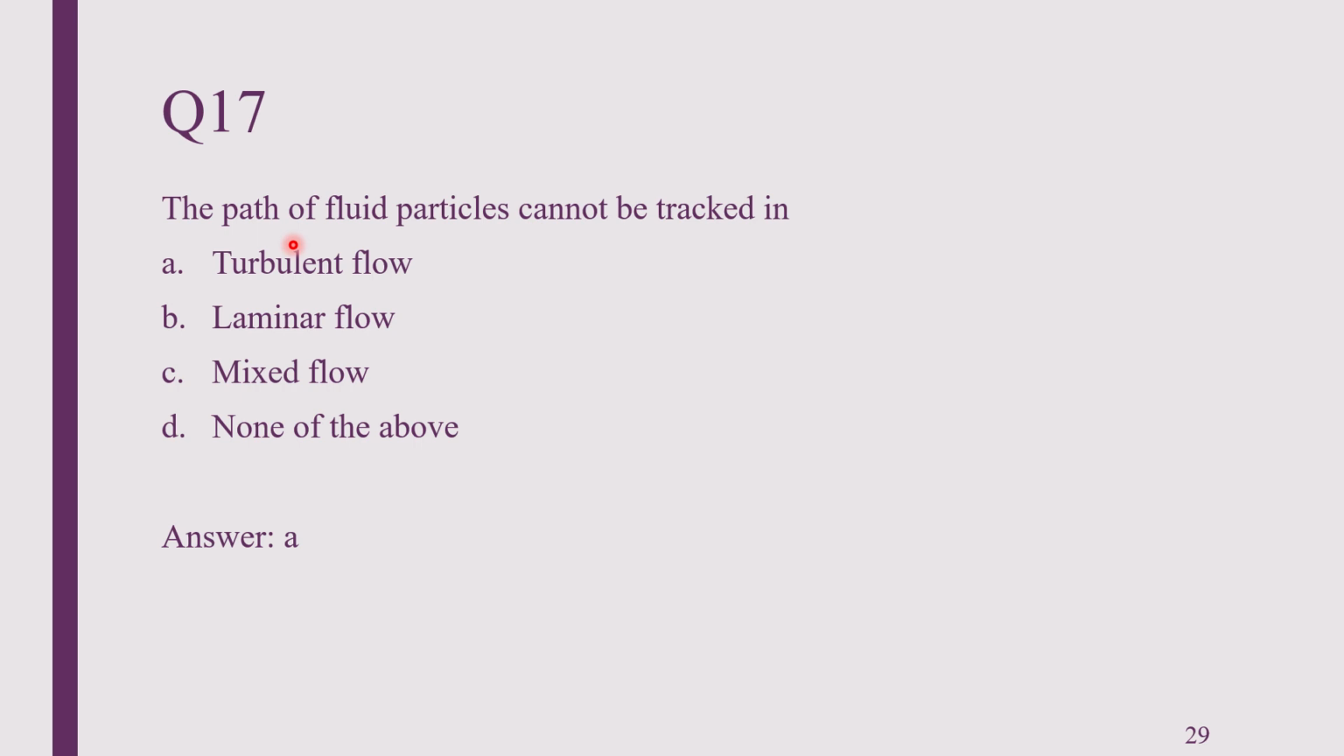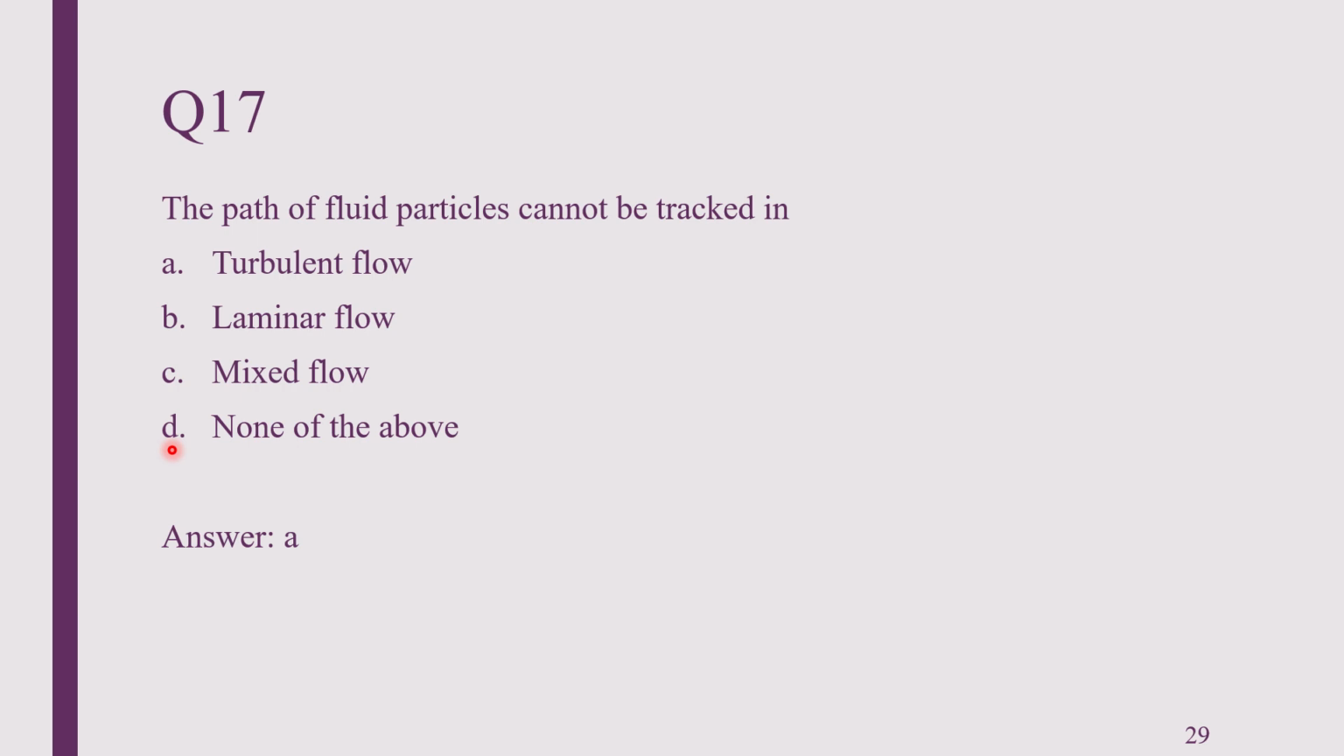Whereas in turbulent flow, imagine there would be so many fluctuations in the flow and so much chaotic motion inside the fluid domain. So it is very difficult to track fluid particles in such cases. So option A, turbulent flow, is the right answer. Option B, laminar flow, option C, mixed flow, and option D, none of the above, are wrong answers, because the path of fluid particles can be tracked in the other flows. If it is a laminar flow, we can go about tracking the fluid particles.